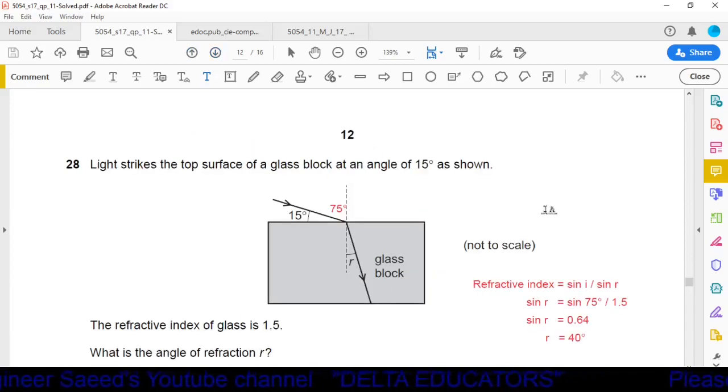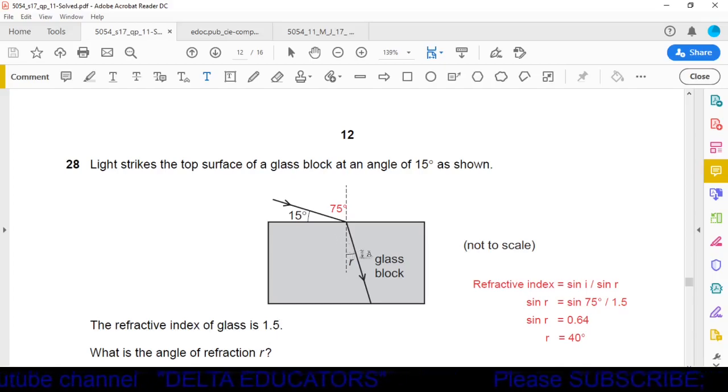Question number 28. Light strikes the top surface of a glass block at an angle of 15 degrees as shown. Okay, here one light ray is striking the glass block, making an angle of 15 degrees from the surface of the block. The refractive index of glass is 1.5. What is the angle of refraction R?